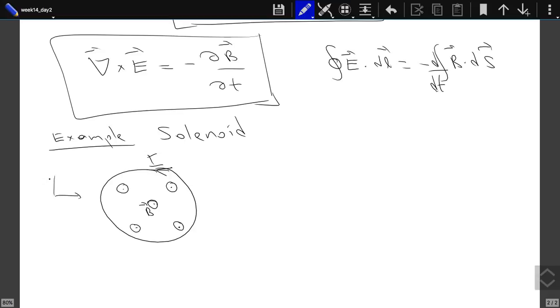Let's choose our coordinate axes: X, Y, and Z is pointing outward. So let's say that you adjust the current such that the magnetic field inside is always some function of time t in the Z direction. So what is the induced electric field?